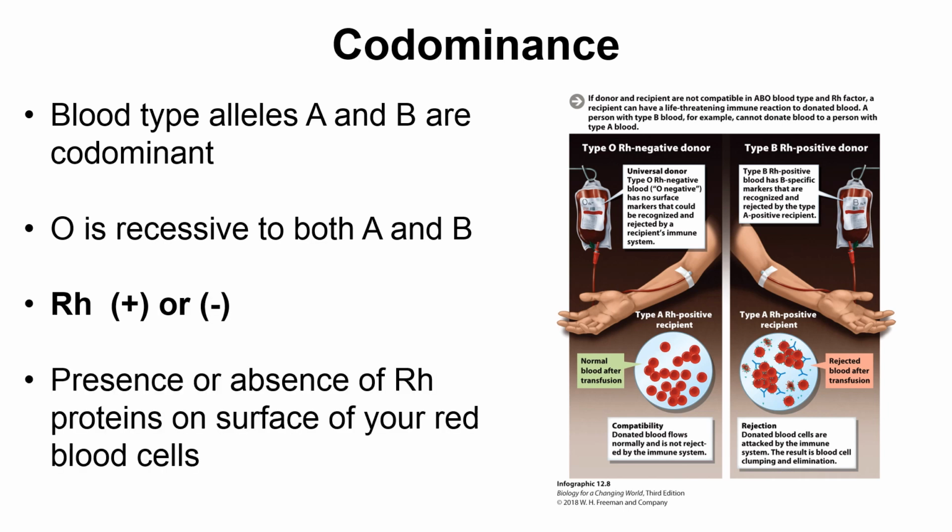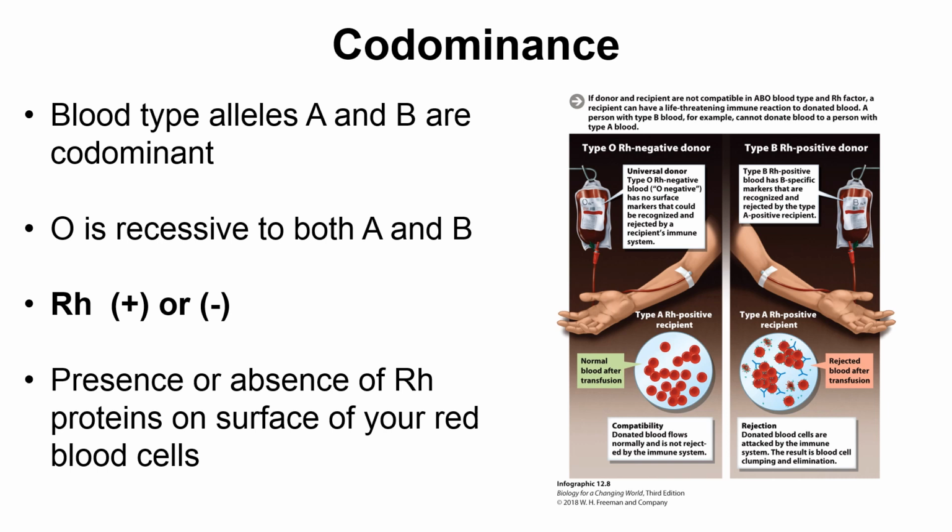There are some cases in which two or more alleles are dominant. An example of this is blood type in humans. So in humans we have allele A, allele B, and allele O. Both alleles A and B are codominant, and O is recessive to both A and B. So we have blood type A, blood type B, blood type AB, or blood type O.